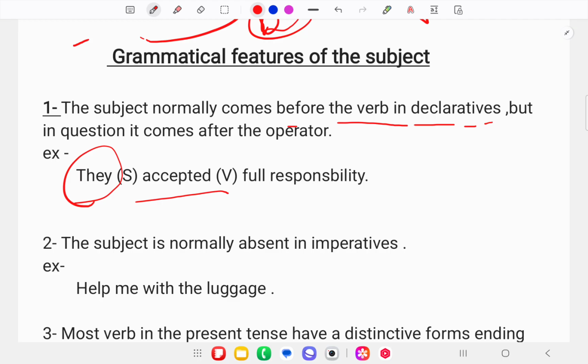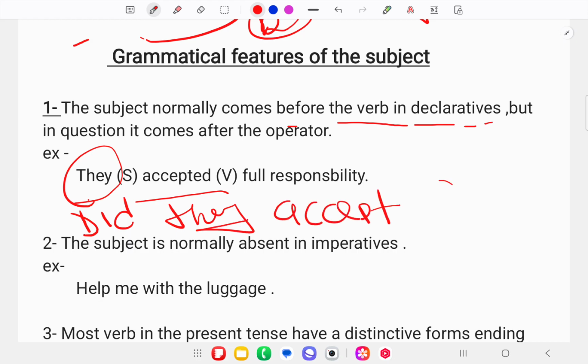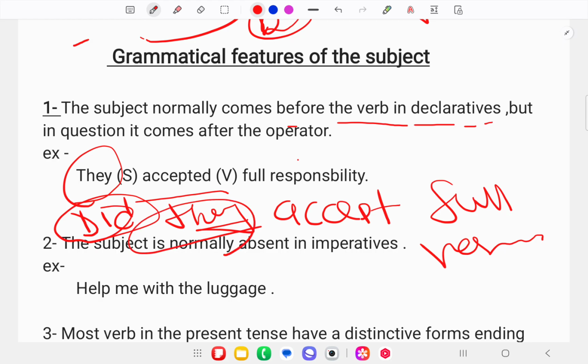Means if I say, did they accept full responsibility. So here we can see that in a question it comes after the operator. This is the operator and this is the subject.